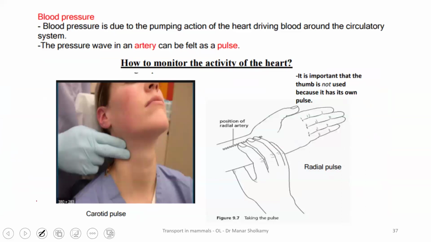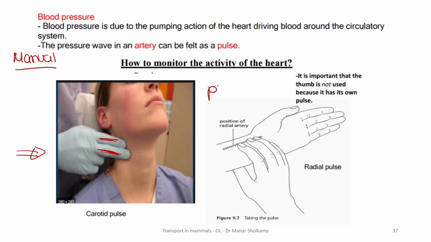So here we will talk about the manual methods. We have manual methods and we have electronic methods. The manual methods, just like this one, I think I showed you this in class. I will use my two fingers, the pointing finger and middle finger, on certain locations in the body because I want to feel the pulse.